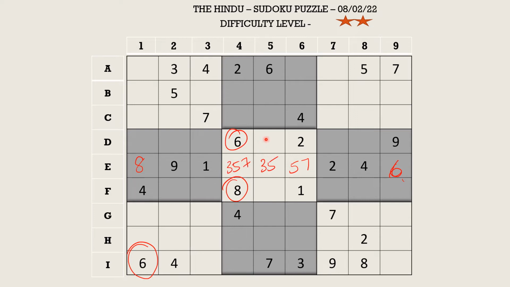Now there are only 2 empty cells in the central block and it takes 4 and 9. There is a 9 blocking from here. So D5 takes 4 and F5 takes 9.